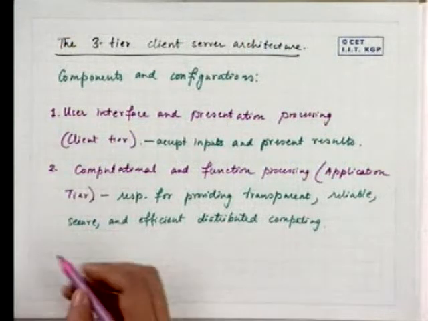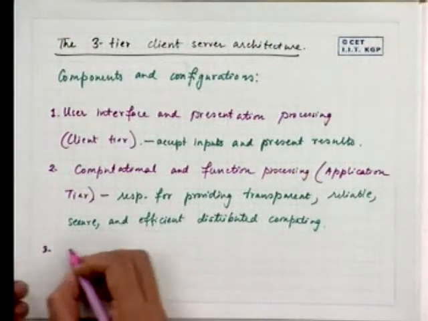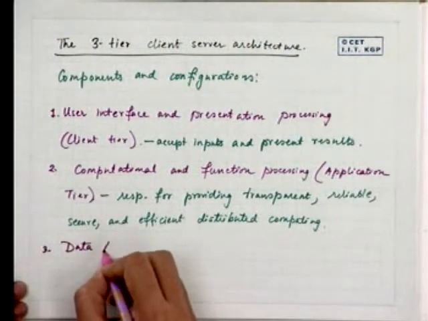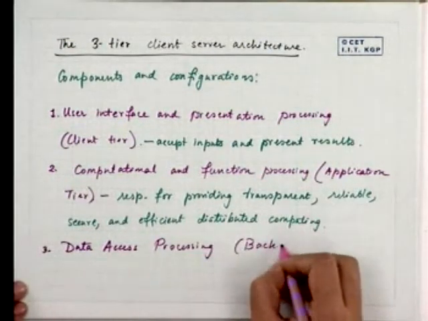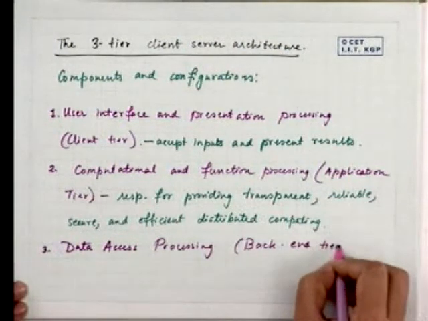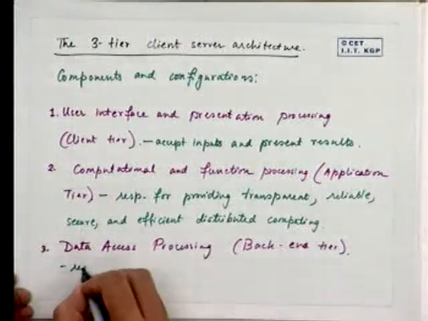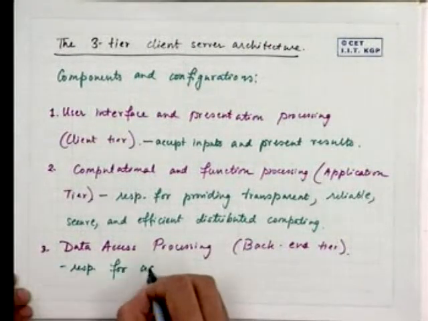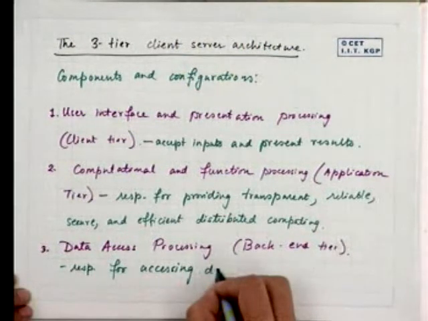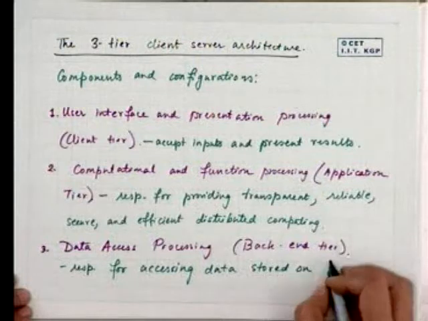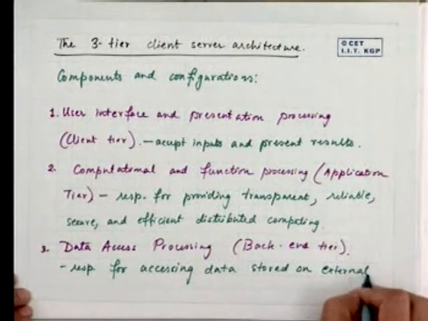Thirdly, we have the backend tier, or the data access processing. This is responsible for accessing data stored on external storage devices.